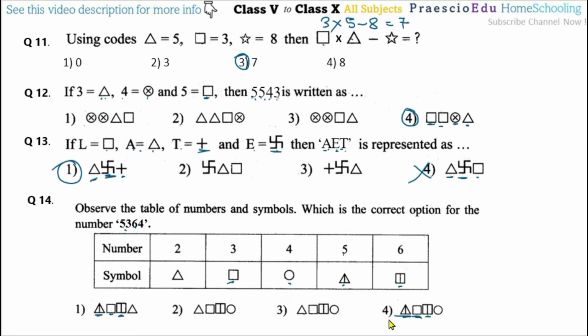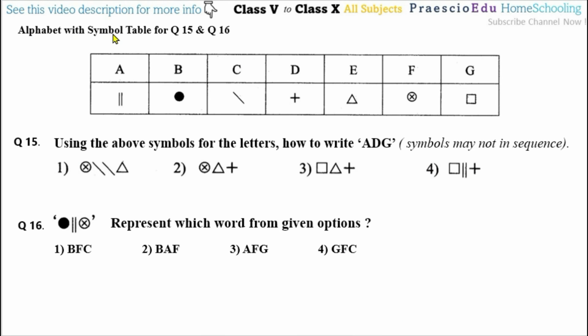4 means circular. So only option number 4 is the correct one. Then alphabet with symbol table for questions 15 and 16. Using the above symbols for the letters A, D, G: A means this symbol, but the symbols may not be in sequence. These two symbols are given only in this one.